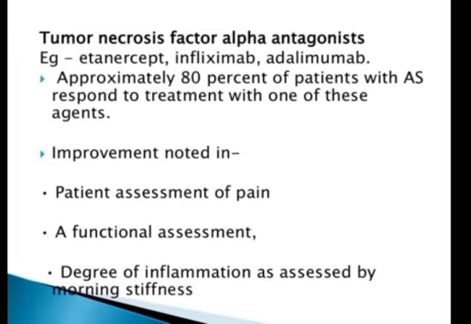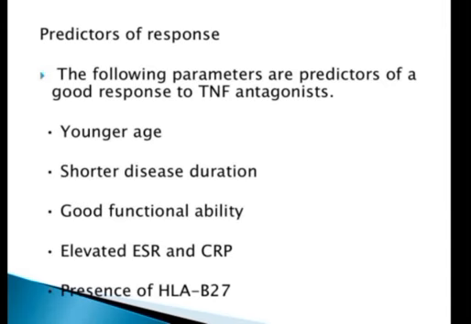Next, tumor necrosis factor alpha antagonist. Example, etanercept, infliximab, adalimumab. Approximately 80% of the patients with ankylosing spondylitis respond to the treatment with one of these agents. Improvement noted in patient assessment of pain, functional assessment, degree of inflammation as assessed by morning stiffness.